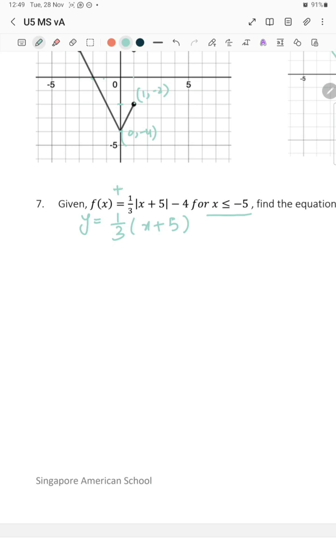No, it's going to be x less than or equal to minus 5, so this side. So it would be negative. y is 1 by 3 x plus 5 minus 4.